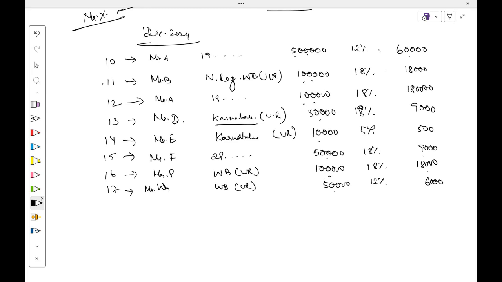Anyone? How could you know which transactions are B2B and which transactions are B2C? Anyone? Please post your answer in the question and answer box.